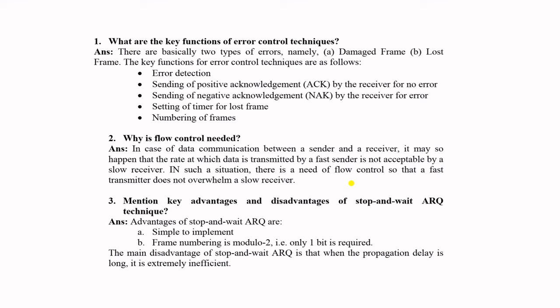So there should not be speed mismatch. The next question is, mention key advantages and disadvantages of the stop and wait ARQ technique. The advantage of stop and wait is that it is simple to implement. Frame numbering is modulo 2, that is, only one bit is required. But the disadvantage of the stop and wait ARQ is that when the propagation delay is long, it is extremely inefficient. Its performance is not good.